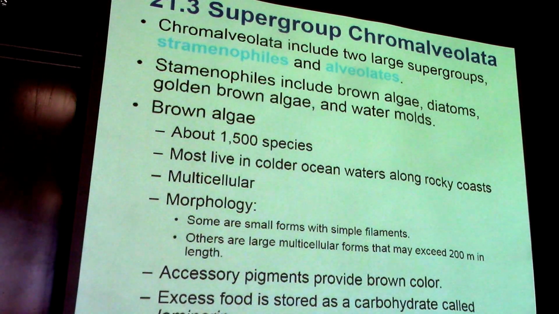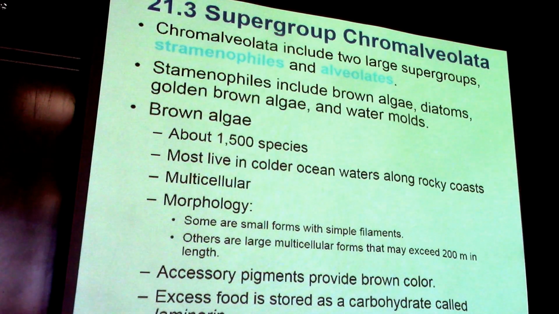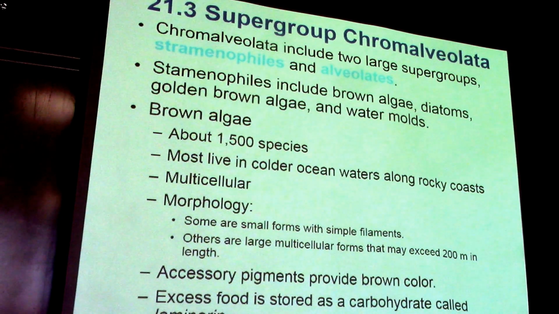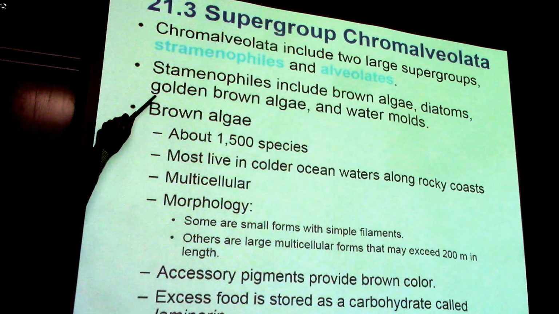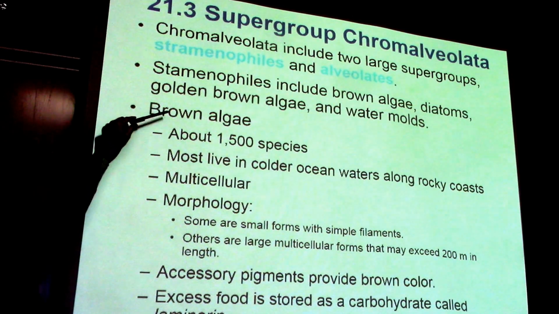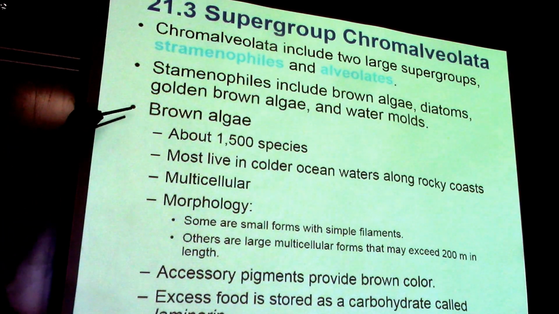The next group is Chromalveolata. There are actually two large supergroups that are combined into a single one. Those are stramenopiles and alveolates. There are two big groups within this supergroup. The stramenopiles include brown algae and diatoms, which are probably the most abundant organisms that float on the water. These are part of the phytoplankton.